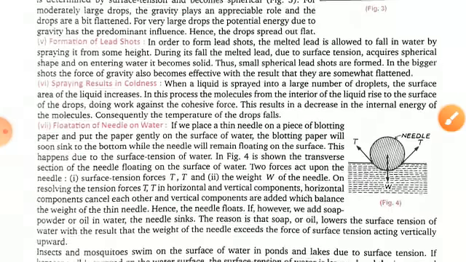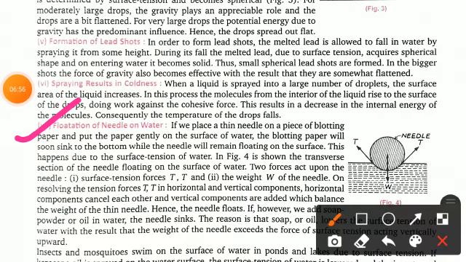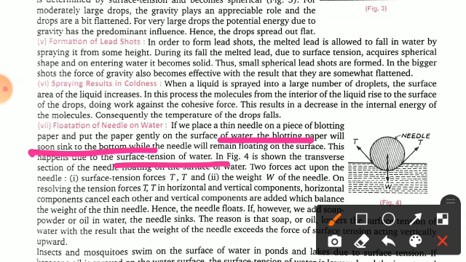So this is the important one. Now I am coming to this one: the flotation of a needle on water. If we place a thin needle on a piece of blotting paper and put the paper gently on the surface of water, what happens? The blotting paper will soon sink to the bottom while the needle will remain floating on the surface. This happens due to the surface tension of water. From figure 4 you can see this. This is figure 4.